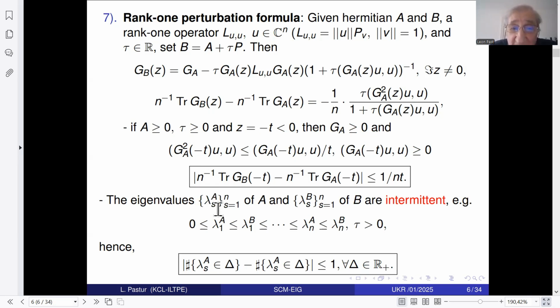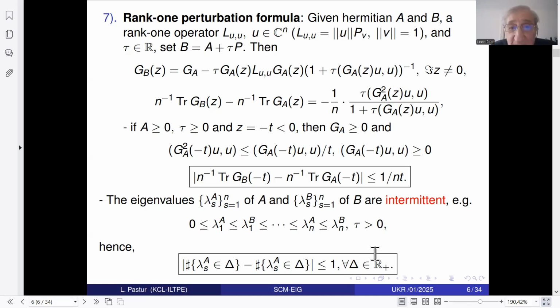If we denote the eigenvalues of the unperturbed A like that and of the perturbed B like that, it turns out that they are interlacing, in the sense that they follow one after another. It's written here. It's called interlacing. So if tau is positive, from here you can easily derive that if you take any interval on the real axis, the spectral axis, and count the number of eigenvalues of the unperturbed and perturbed matrices, the difference is always bounded, no matter what the matrices are or what the space is. Even in the infinite dimensional case, the difference is not more than one.